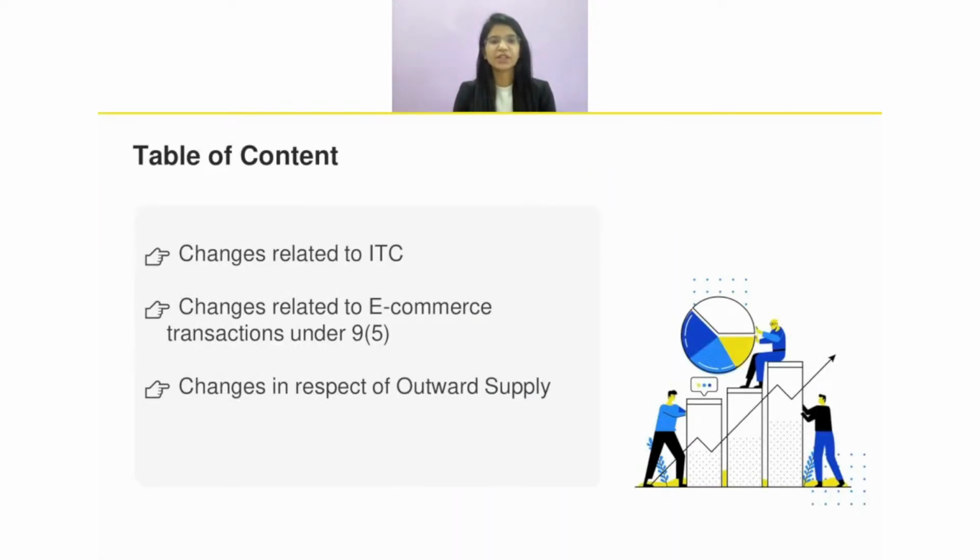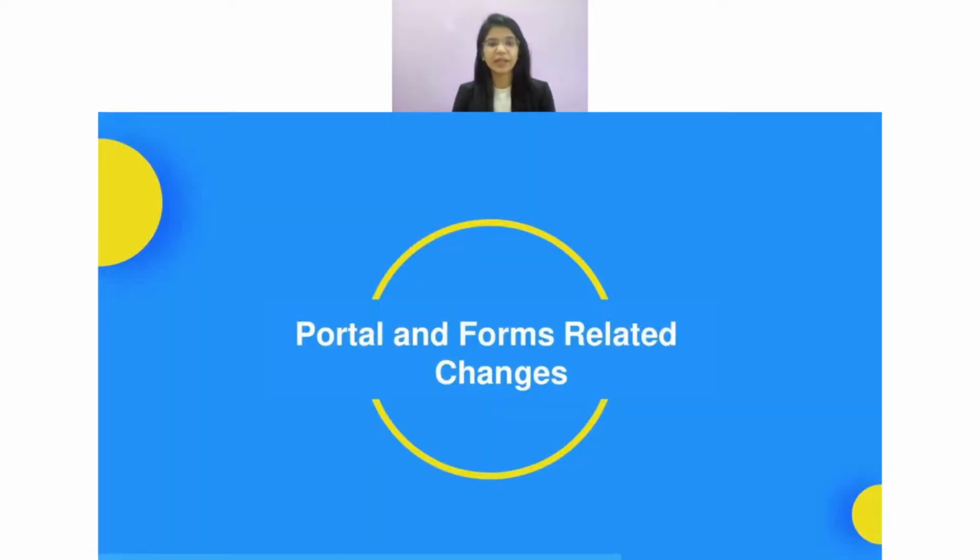So here, there were major changes in relation to ITC, some changes in relation to e-commerce transactions, and some changes in relation to outward supply. First, we will be focusing on the ITC because that's the most important change, and there's still a lot of confusion in everyone's mind about how exactly we have to populate the figures in GSTR-3B table number 4. So let's discuss that.